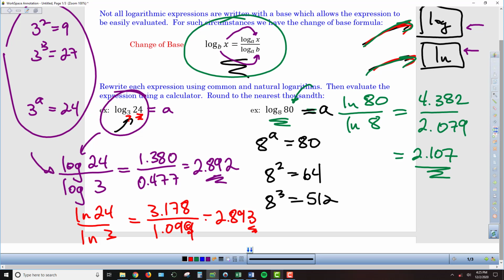Well, 8 to the second power is 64, too small. 8 to the third power is definitely bigger than that. It's 512. So that means my answer for a should again be, like it was in the previous one, somewhere between 2 and 3. This time, though, we end up with an answer that's a little bit closer to 2, which makes sense based on where we see this fitting in between these two. So we can feel pretty confident at this point that that 2.107 is the correct exponent, the correct answer.